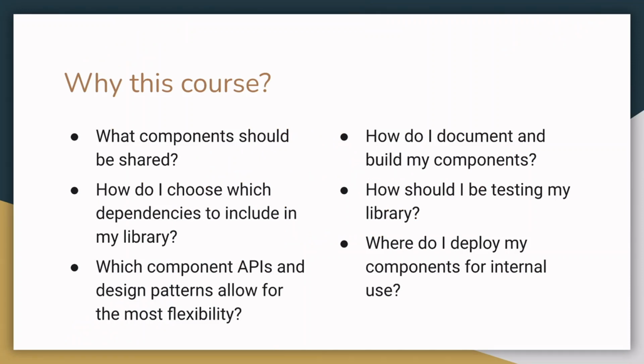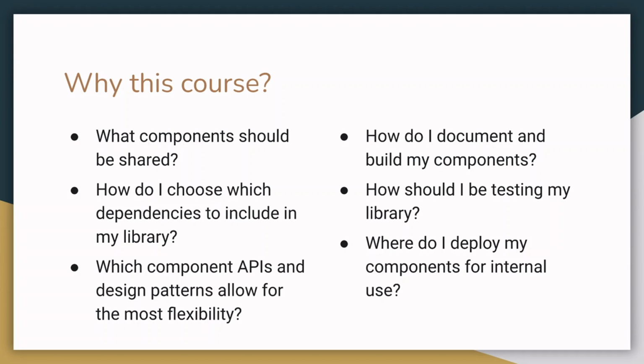How do I choose which dependencies to include in my library? Which component APIs and design patterns allow for the most flexibility? How do I document and build my components? How should I be testing my library? And where do I deploy my components for internal use?